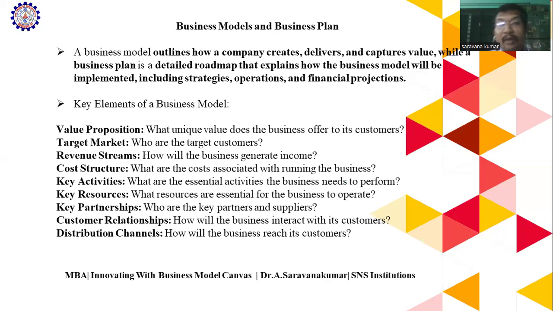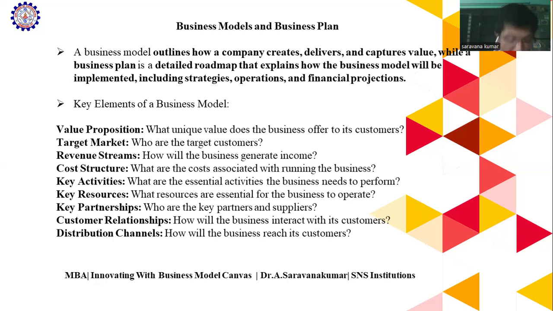So, business model canvas: a business model outlines how your company creates, delivers, and captures value, while your business plan is a detailed roadmap that explains how the business model will be implemented, including strategies, operations, and financial projections. So what are the key elements of a business model? Because we already discussed the business model canvas, but what are the key elements? Like value proposition. Value proposition, in business, we call it the USP, unique selling point. So what unique value does the business offer to its customers?